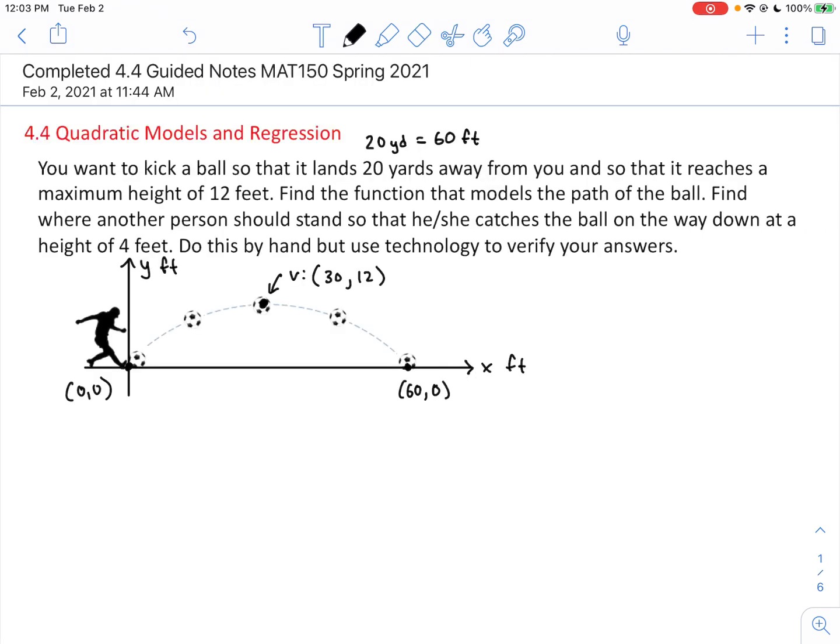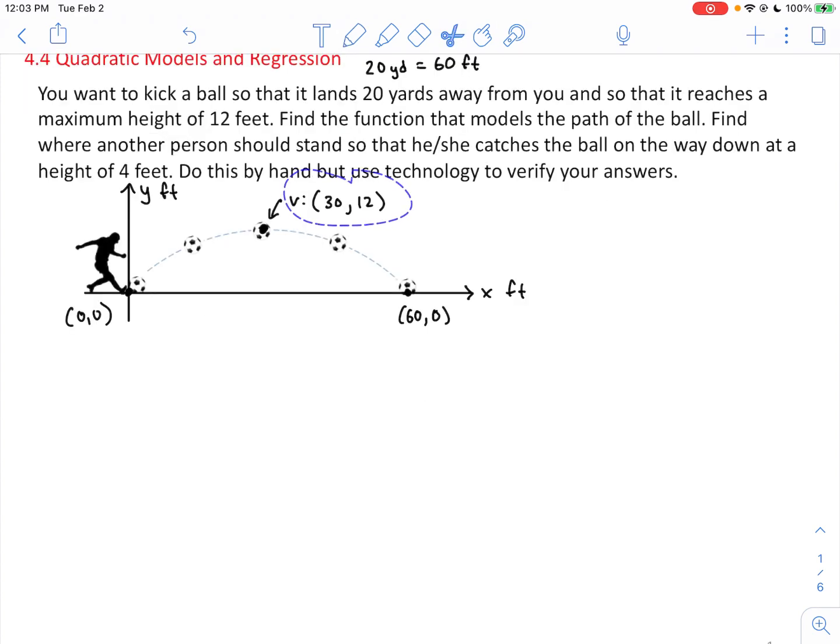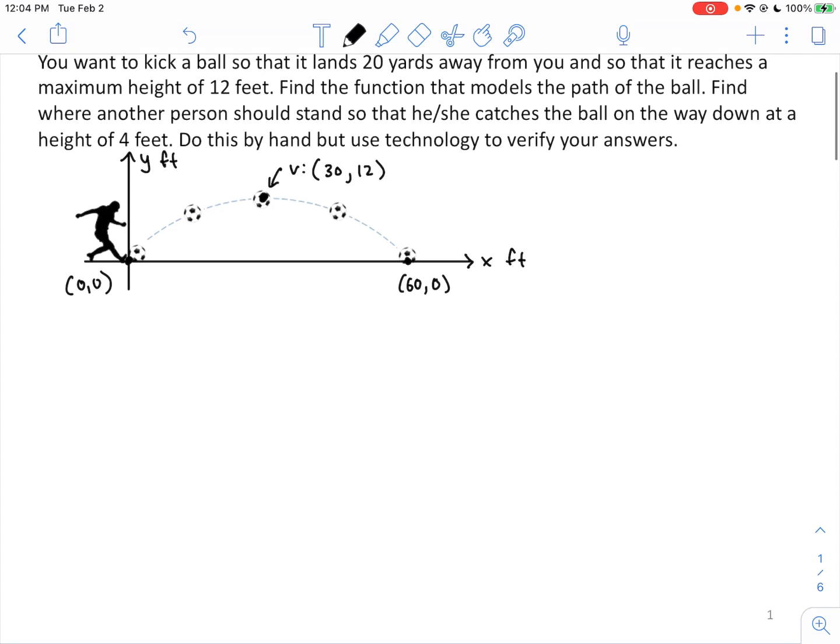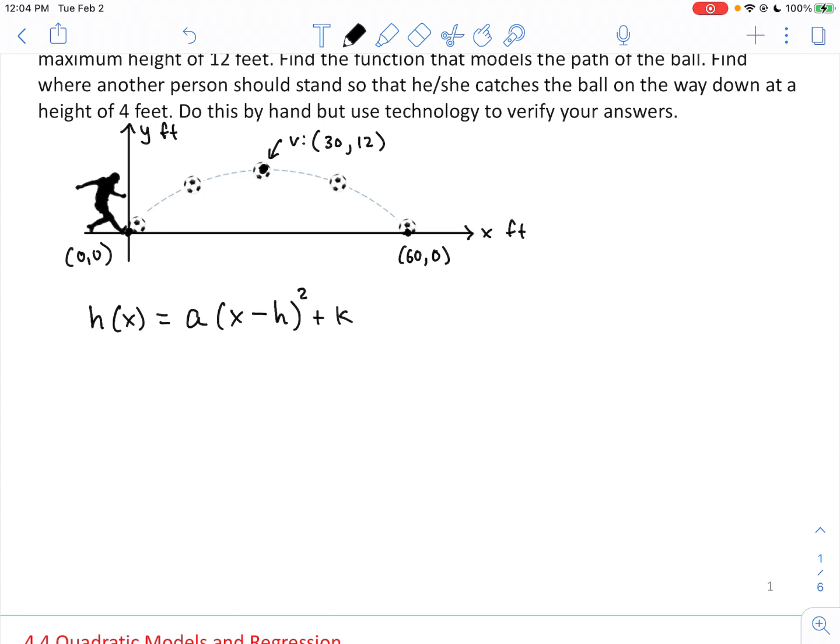Now we just have to figure out the function that models this parabolic path. Well, because I know the vertex, the way I'm going to go is the standard form. Let's say h of x. X is the horizontal distance the ball has traveled, and h of x will be the vertical distance at that moment x. The standard form of a quadratic function is some coefficient times (x minus h) squared, and then plus k. So since we know the vertex, we can say that a times (x minus 30) squared and then plus 12. Now all we have to do is figure out what a is.